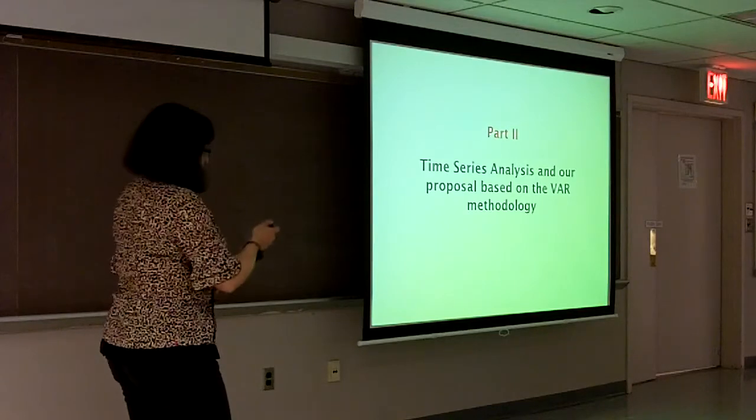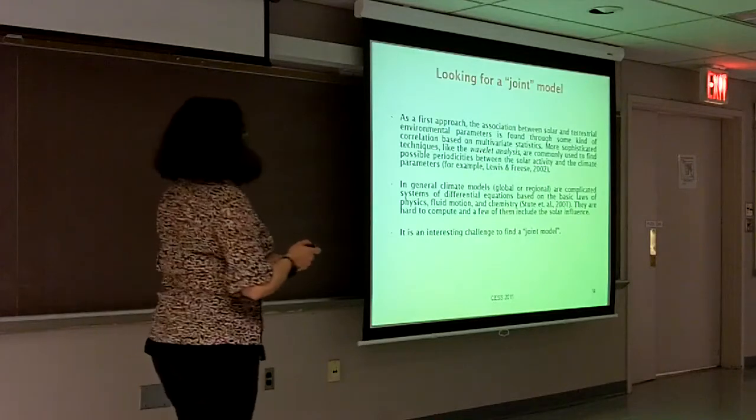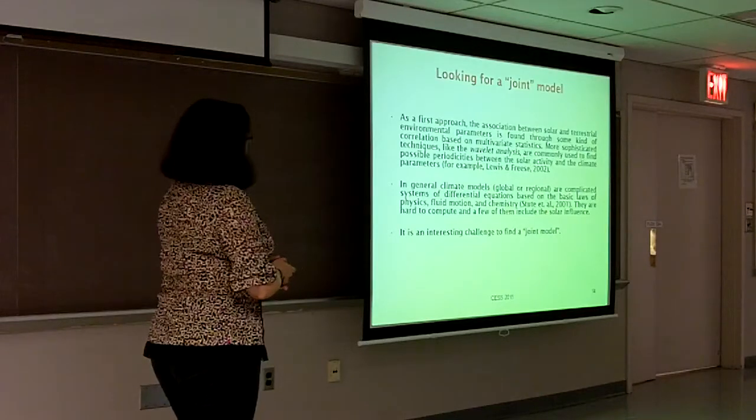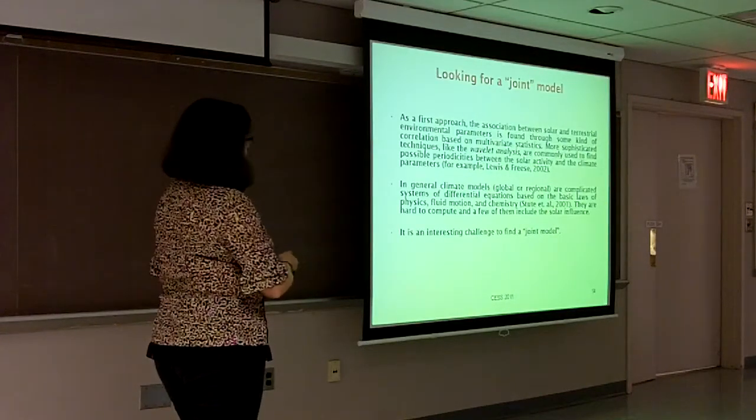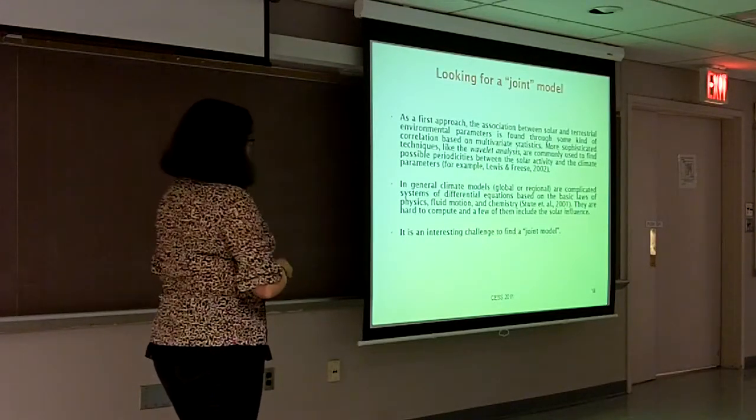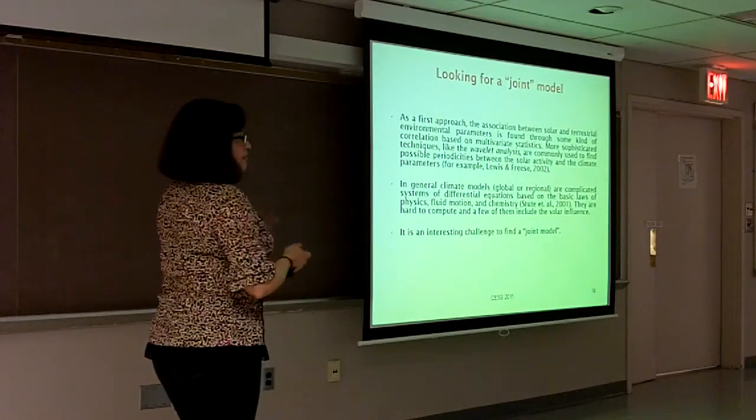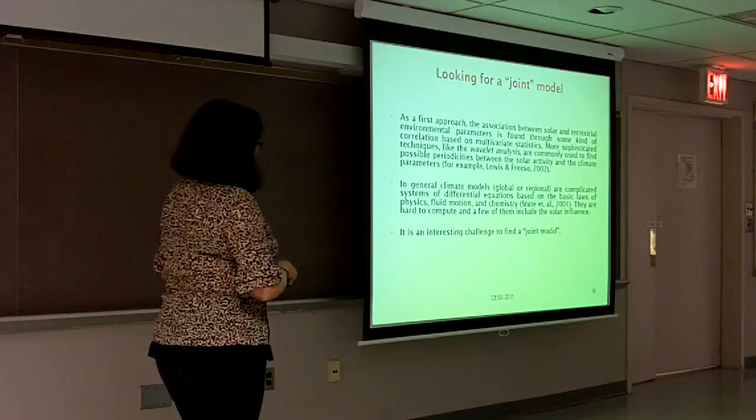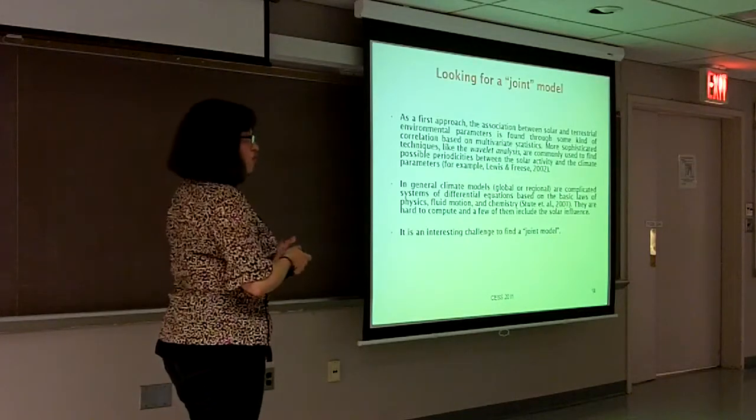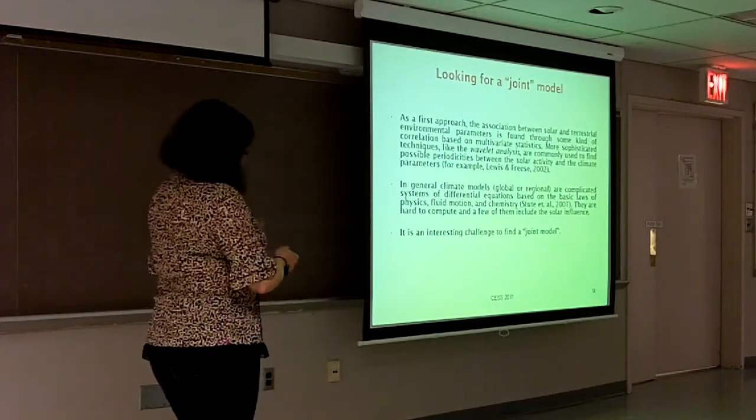So the second part is about the time series analysis. The important thing in this work is to look for a joint model. As a first approach, the association between the solar and terrestrial environment parameters is found through some type of correlation, and more sophisticated techniques like wavelet analysis tend to do that. But the problem with wavelet analysis, in this sense, is that they find periodicities that are not really true. You cannot trust that the results they are getting are associated to solar activity. So this is for one part.